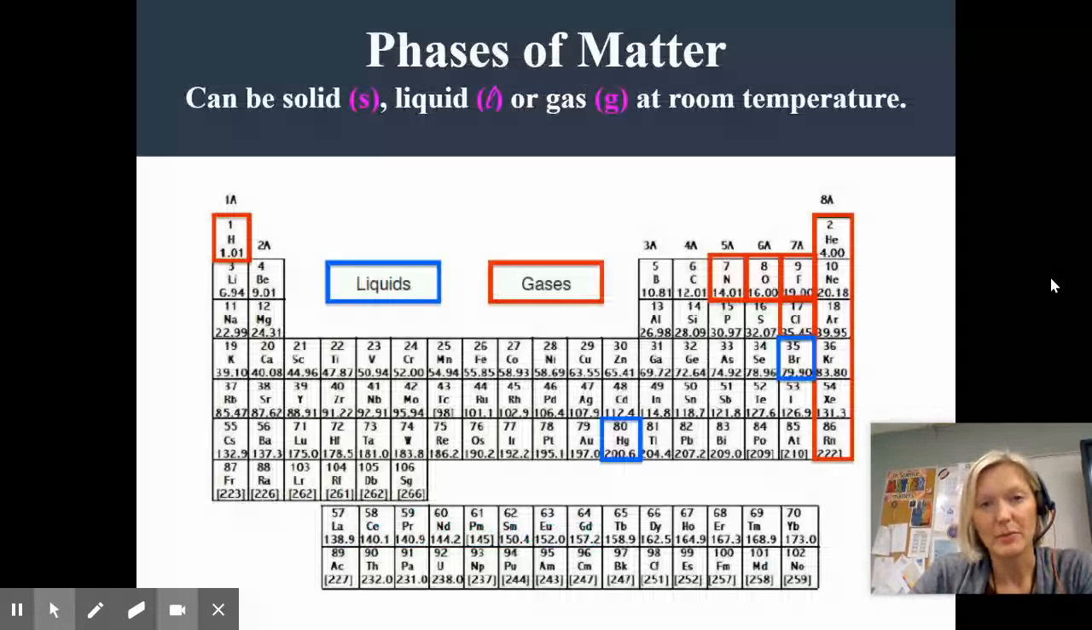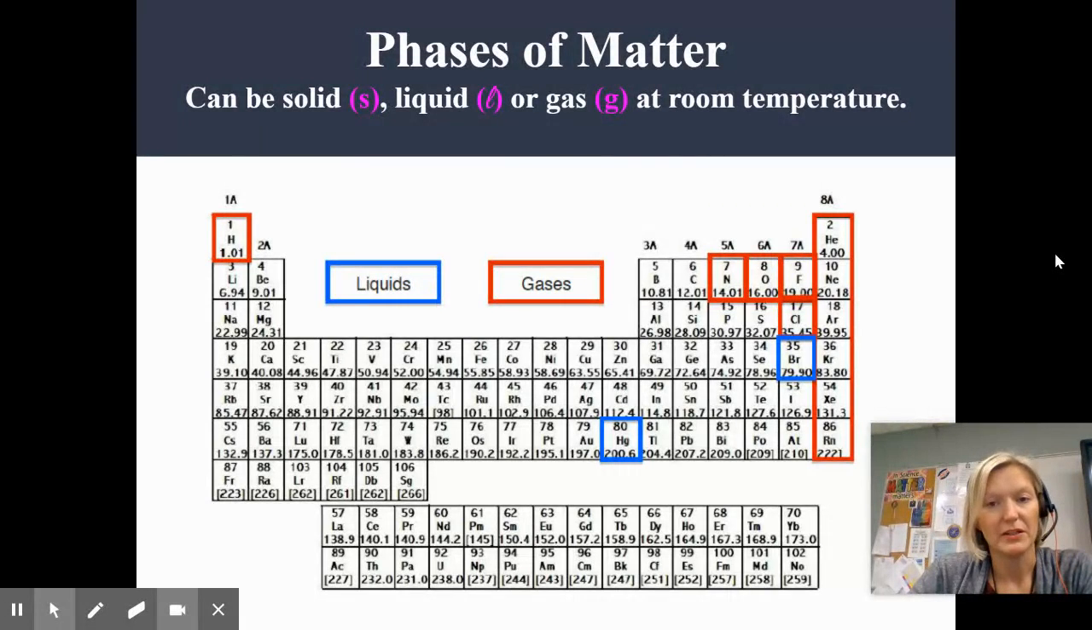So here are your phases of matter. You already wrote down the two liquids, mercury and bromine. There are 11 gases that you need to know: hydrogen, nitrogen, oxygen, fluorine, chlorine, and all of your noble gases, which really makes it sort of easy because the noble gases we already know are gases. So you really only need to remember hydrogen, nitrogen, oxygen, fluorine, chlorine. Everything else on the periodic table is a solid, which means we are primarily made up of solid elements.